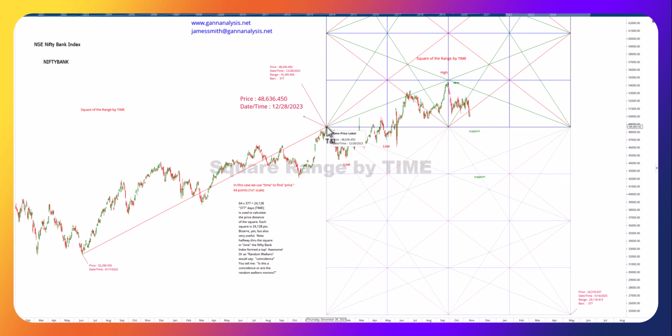Because if you were drawing this now, you would not make this the high. You'd probably make this the high. You'd have a different square. But like I said, even though we've exceeded that former high, this square of the high, a square of the range in time, is still useful, especially in time terms. The square is predicting turns. It's pretty awesome.